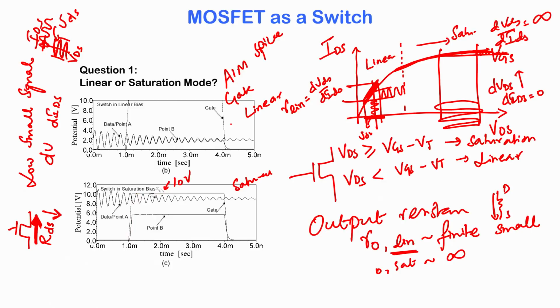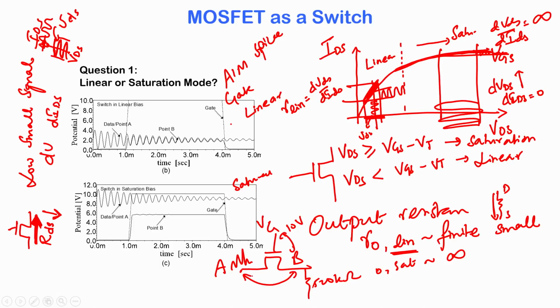But let us look at the voltage at point A. This is the 500 kilo ohm, that is point B, and this is point A. This is where the signal is coming in. So, that is 10 volts, that is VGS. What is VDS? Point A has a signal that looks like this, and what is the DC value of that signal? That is somewhere here, and that is about 9 volts.